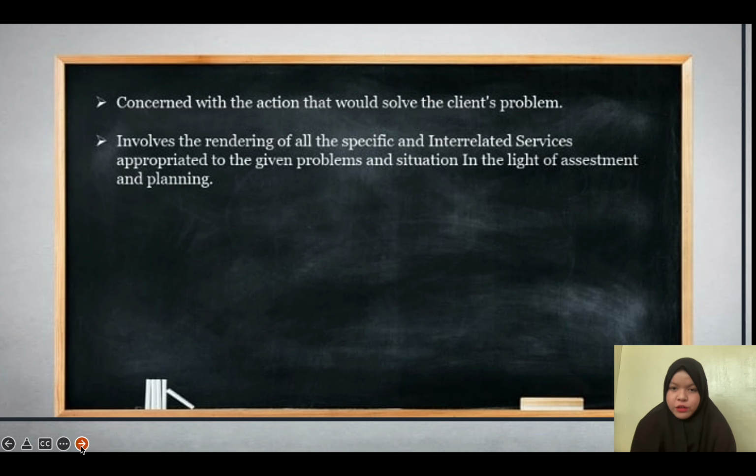So, what is intervention? Intervention is concerned with the action that would solve the client's problem. It means the activities are focused on the worker's activity. In the literature, there are other terms for intervention, which are the action, the plan implementation, and the treatment. It also depends on the practitioner's orientation. For example, a clinical institution or clinical worker calls this intervention the treatment.